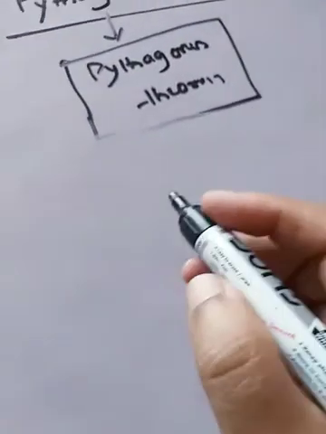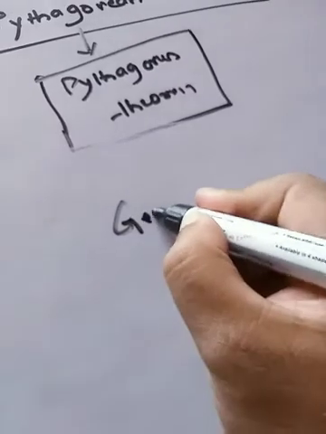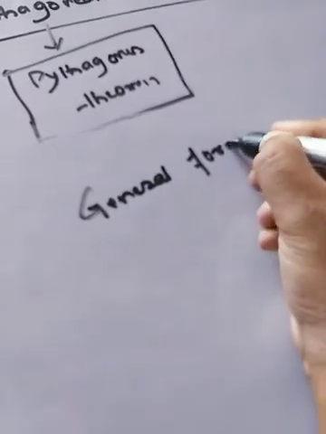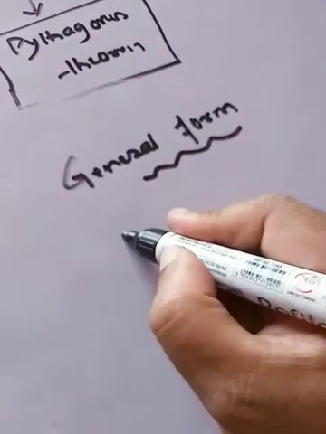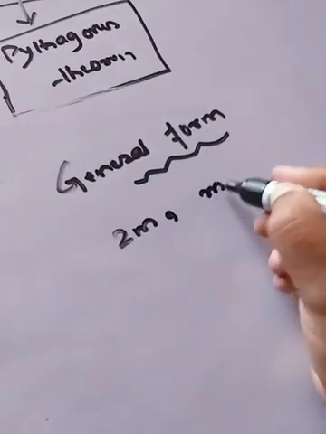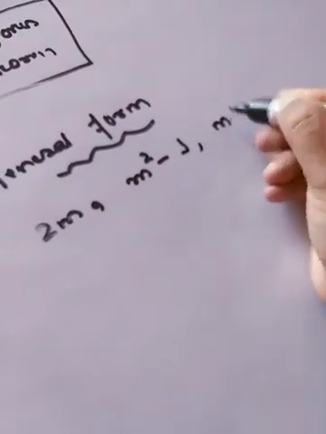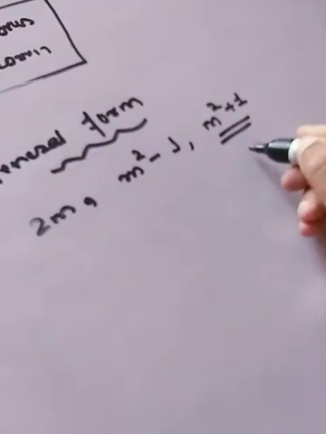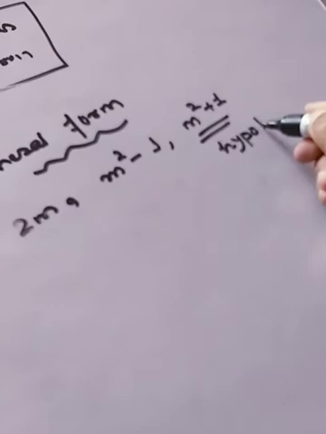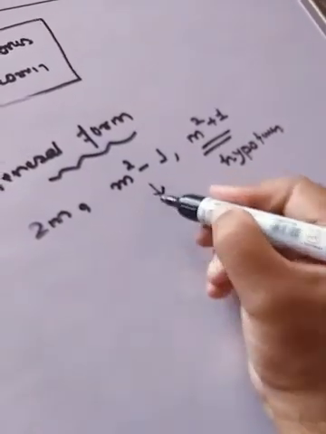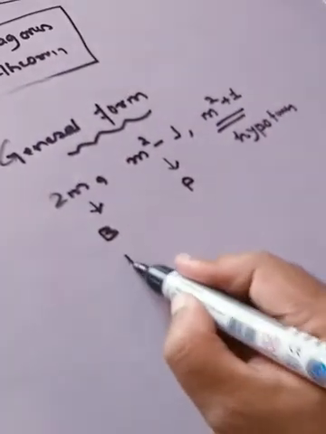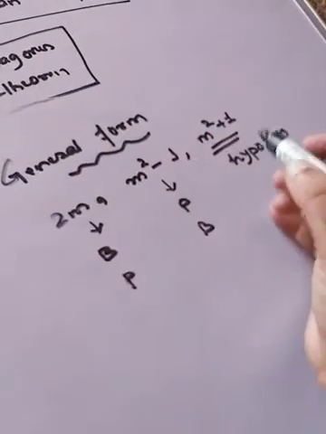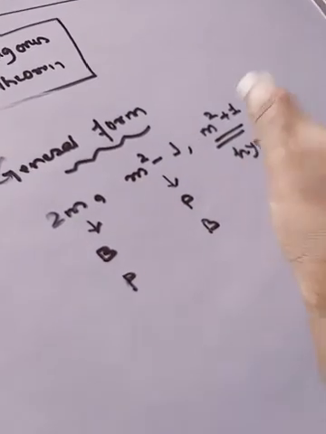Now, the Pythagorean general form. Normally, how do we find the Pythagorean triplet? Let us first write the general form. The first number is 2m, the second number is m square minus 1, and the third number is m square plus 1. The last number will always be considered the hypotenuse. The other two numbers you can take in any way, as b or p, but the last number, m square plus 1, is always the hypotenuse.